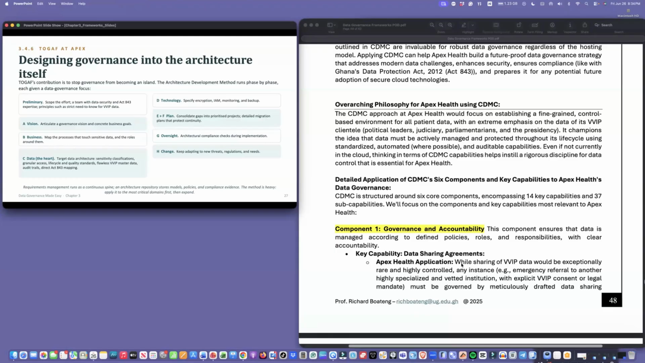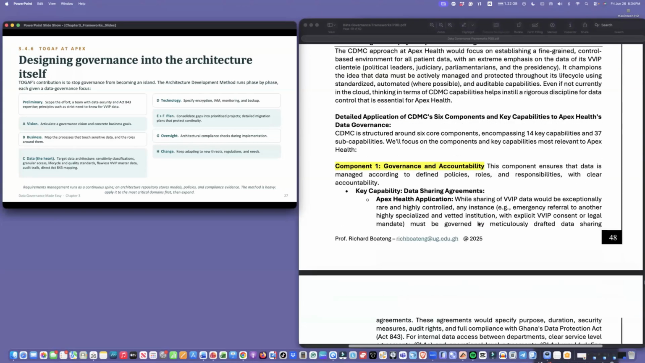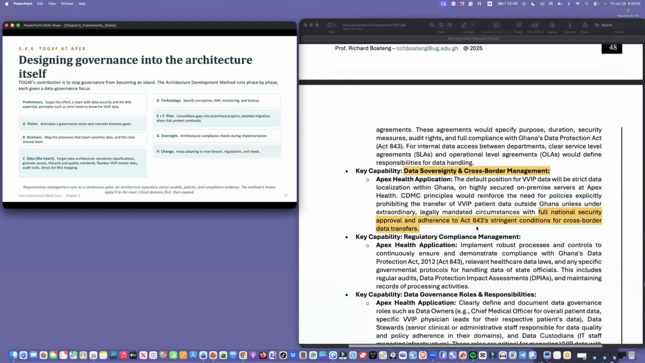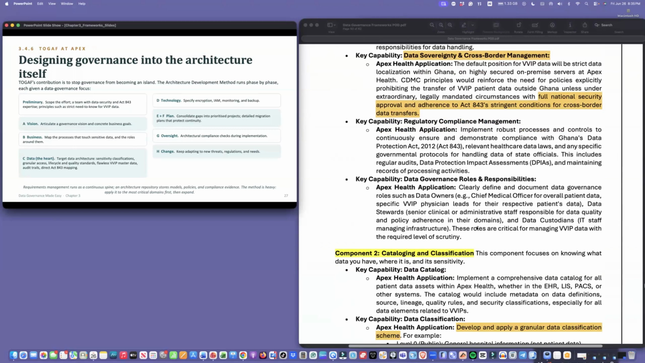So with this one too, because it has to do with cloud, there are 6 core components. Component 1, governance and accountability. Data sharing agreements will be there. Data sovereignty, which is important in the Data Act, will be there. Regulatory compliance will be there. And data governance roles and responsibilities.